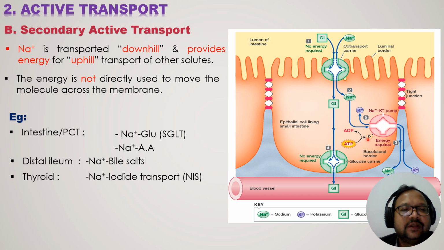We can see secondary active transport in other cells too, like the thyroid gland, which has the NIS, sodium iodide symporter, and in the ileum, where we can also see sodium bile salt transporters.